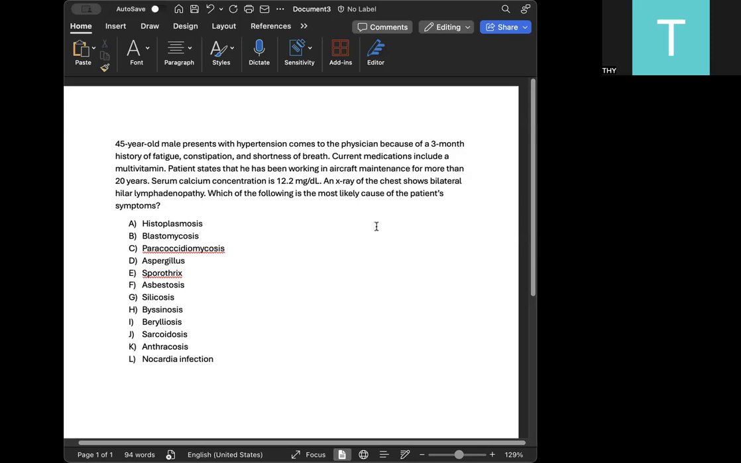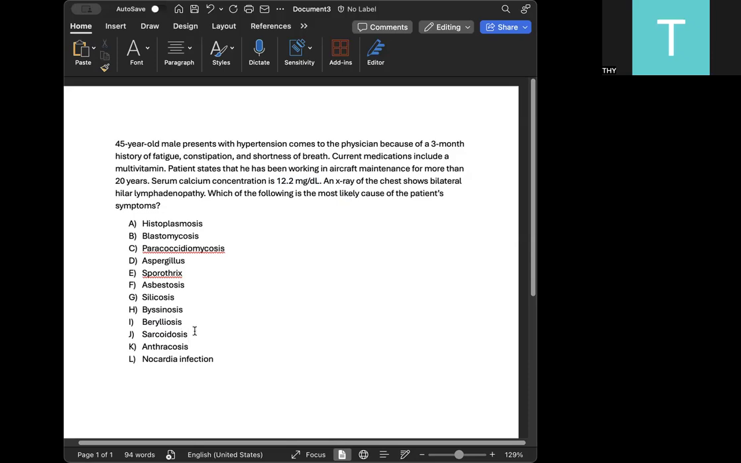An X-ray of the chest shows bilateral hilar lymphadenopathy. Which of the following is the most likely cause of this patient's symptoms? Okay, so this patient has berylliosis, and the reason is that he has been working in aircraft maintenance for more than 20 years. And the reason the calcium is elevated is because berylliosis presents in a very similar way to sarcoidosis.